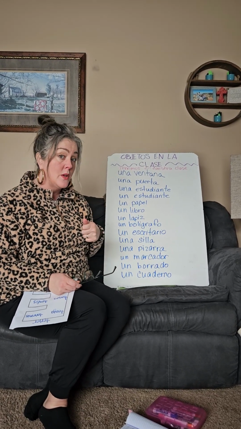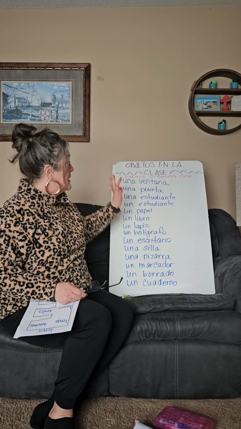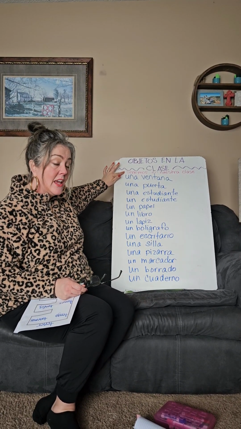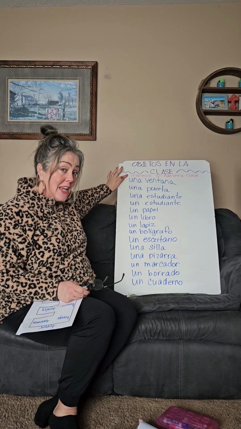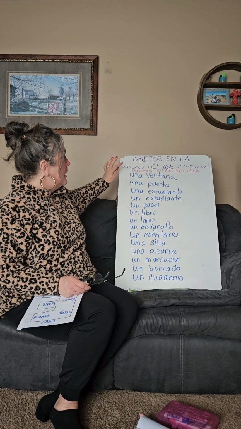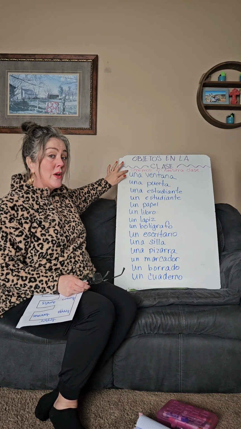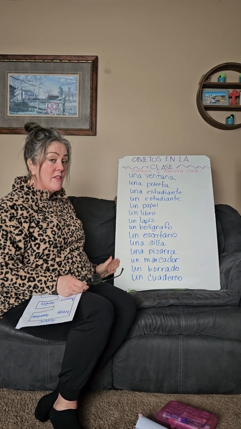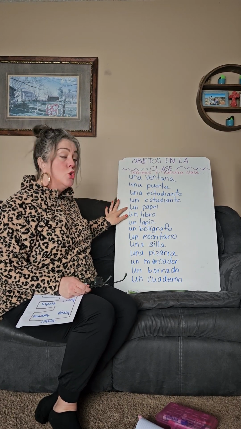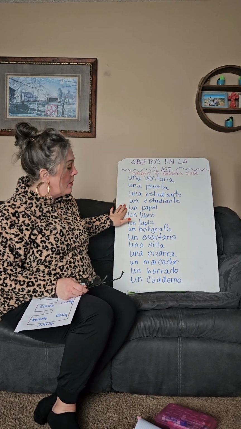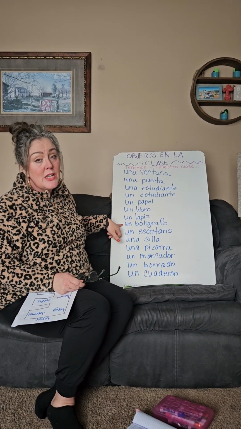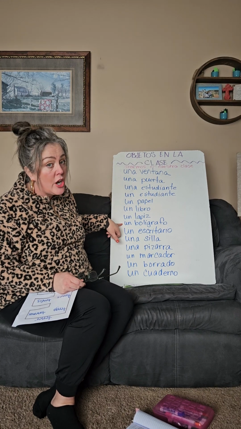So your homework this week is to write 5 sentences using tenemos en nuestra clase. And when you write it, you should say it because the best way to learn it is to say it, to write it, to see it, to hear it. Tenemos en nuestra clase, and then you pick 5 of these things. So you might say, tenemos en nuestra clase un papel. We have in our class a paper. We have in our class un bolígrafo.